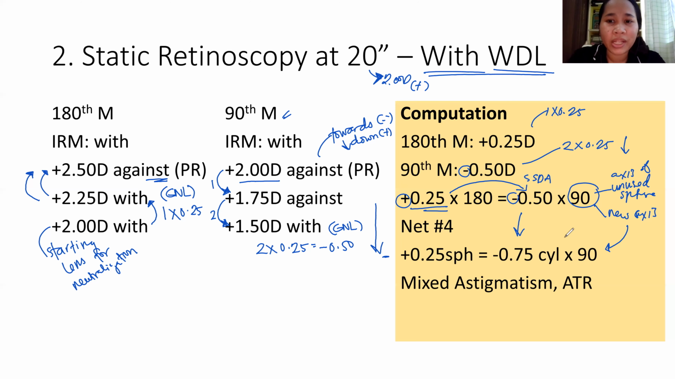Okay, so I hope that you learned how to compute the static retinoscopy astigmatic correction. And if you have any questions, you can just send me a message or you can put it in the Google Classroom comment. So I will try to be responsive as much as possible to respond immediately.